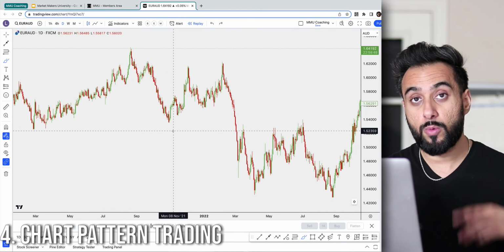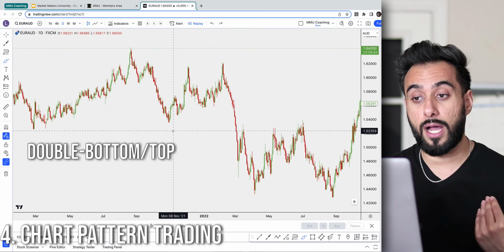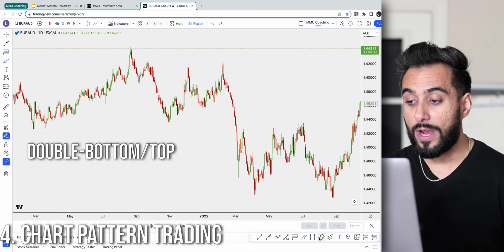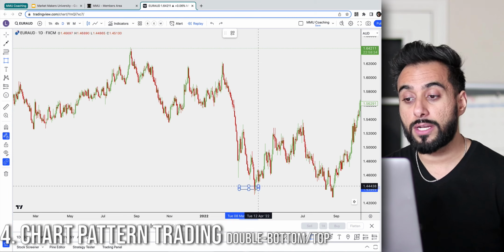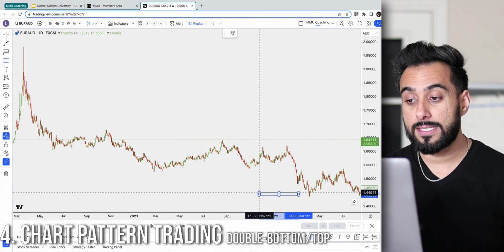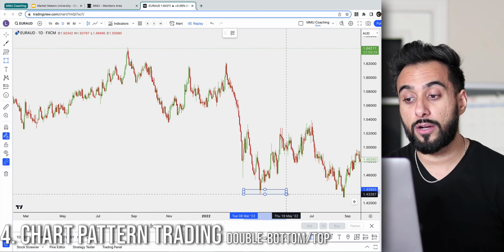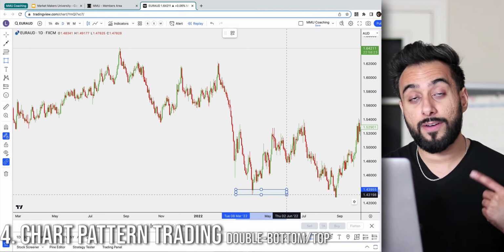So the first one that we'll talk about is a simple double bottom or double top. Let me explain what I mean. Right here, you'll notice the market created what's called an extreme low. In other words, this is the lowest point that the market has been in a while. So this has created a clear bottom, and you would want to identify this as a zone.